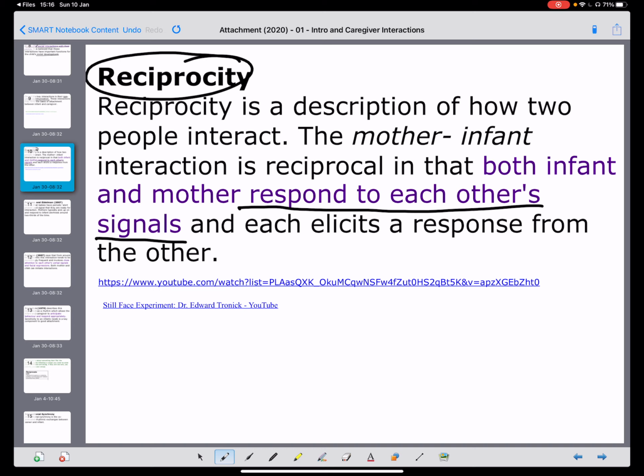So first things first, we look at this idea of reciprocal. It says that the mother and infant interaction is reciprocal.